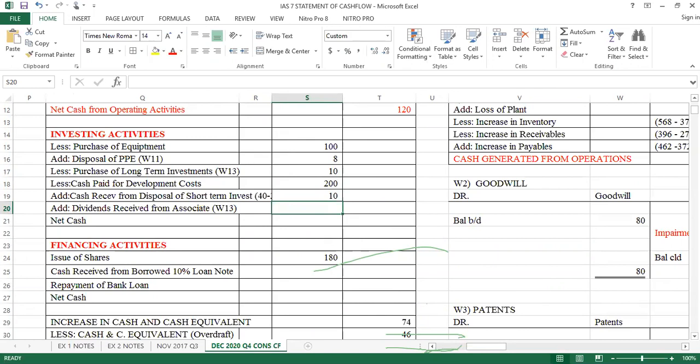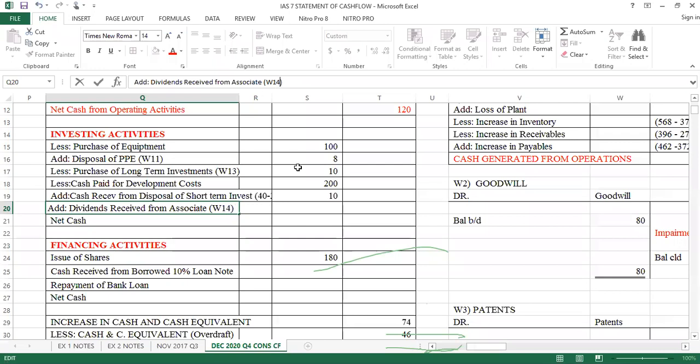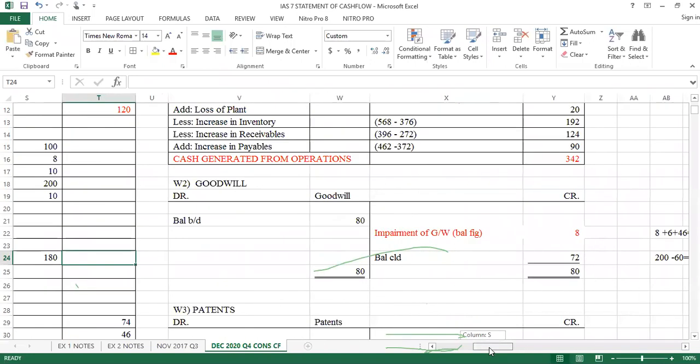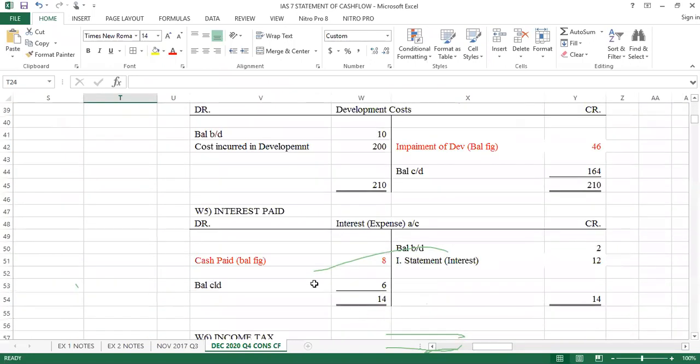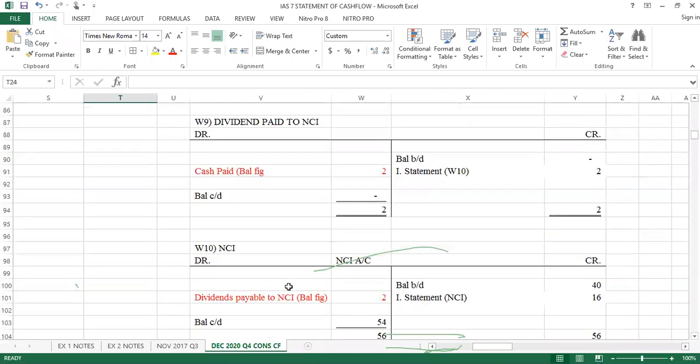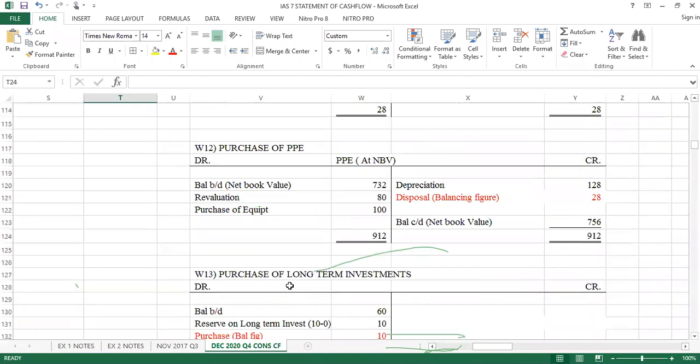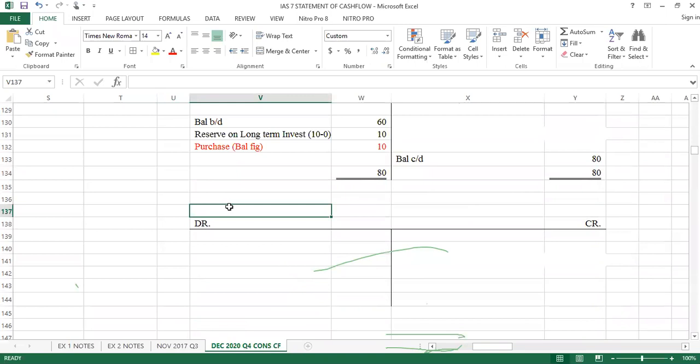Dividends received from associate is working now. It will not be working 13, it will now be working 14. Where is it? Working 14. So this is dividends received from associate.